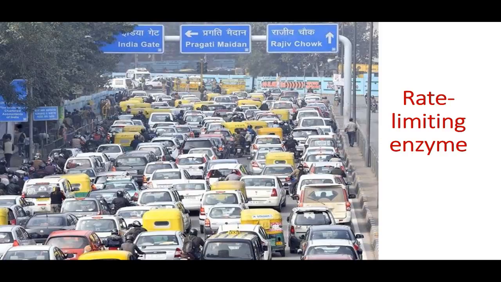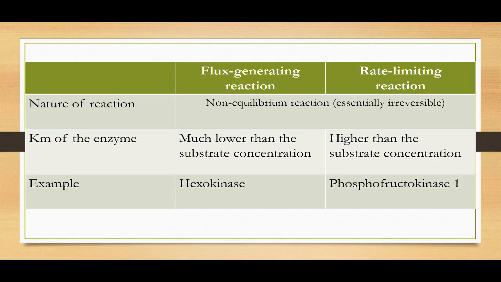If you see a rate limiting enzyme, it is like congested traffic, or like a toll booth, a custom toll or some other toll booth. What you are seeing is the ITO signal in Delhi, where we used to have a lot of traffic congestion. People from Bangalore know Silk Board Junction, they have traffic like this. So a rate limiting enzyme is congested traffic. It won't allow everyone to become product, and the rate is very, very slow. Clear? Remember this. With this basic understanding, now let us differentiate flux generating and rate limiting reaction.